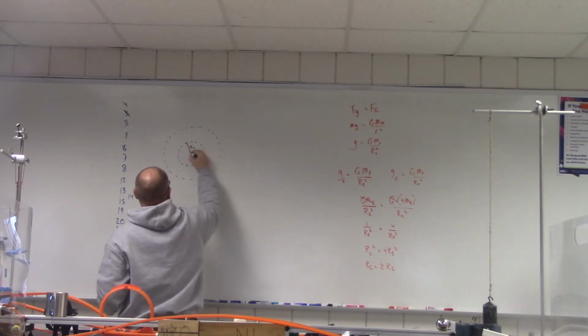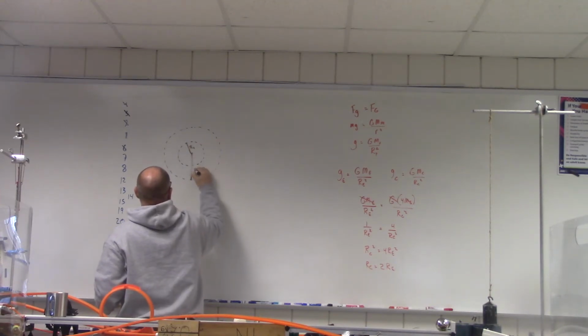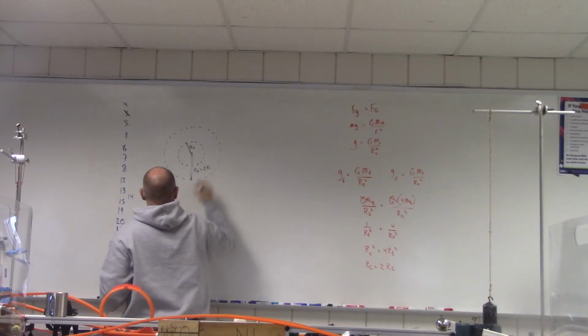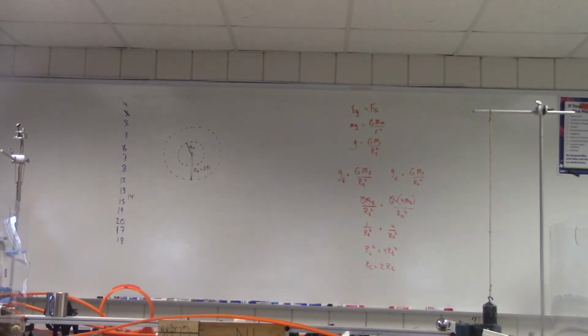and the other has radius r2. But what does that tell you about r2? 2 times R1. 2r1, correct? Is that cool? And I want you to compare the accelerations at each.